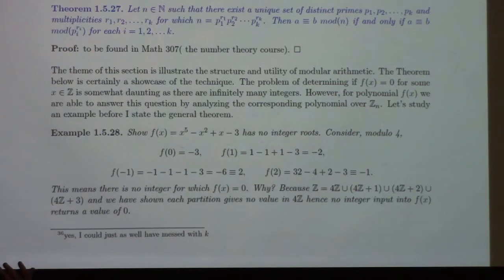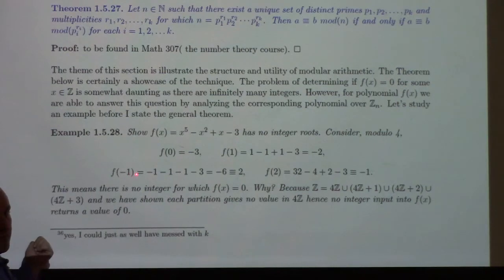Well, the integers are parsed into 4 things, right? Multiples of 4, like 0, 4, 8, or then you've got that plus 1, or that plus 2, or that plus 3. So you can break the integers into these 4 equivalence classes mod 4, right? And if you calculate f of 0 mod 4, you get minus 3. If you calculate f of 1 mod 4, you get 1 minus 1 plus 1, which is minus 2. Calculate modulo 4 f of minus 1, what is that?